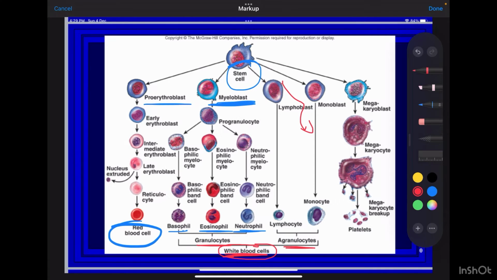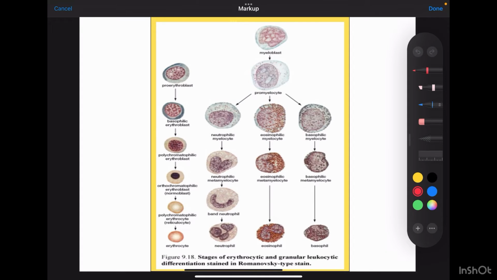This one starts with a promyelocyte, or progranulocyte, and then we will get the myelocyte and metamyelocyte. The myelocyte is not showing here, so let me show you another one. So we see here, this is the myeloblast.